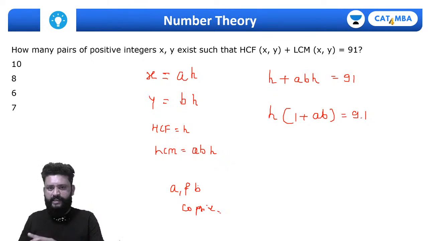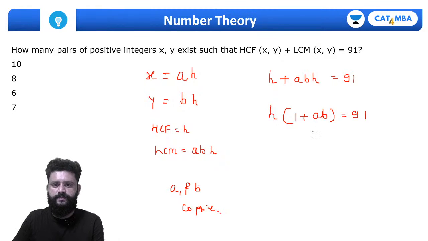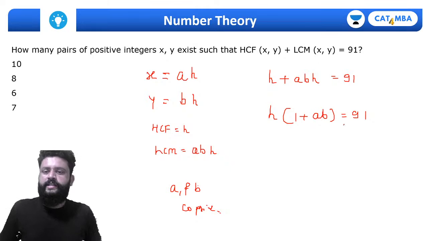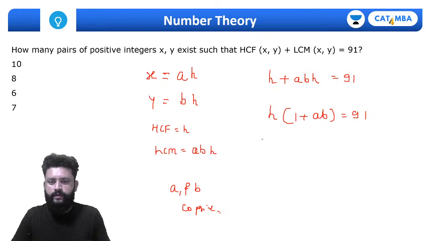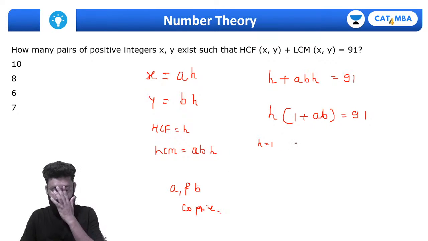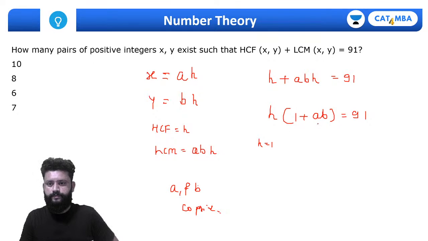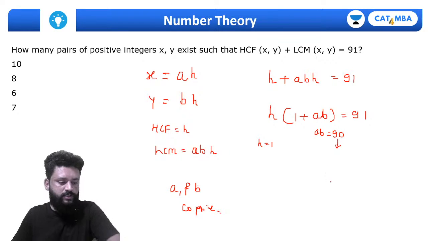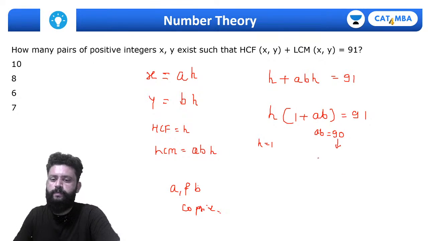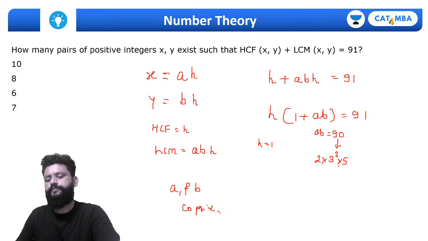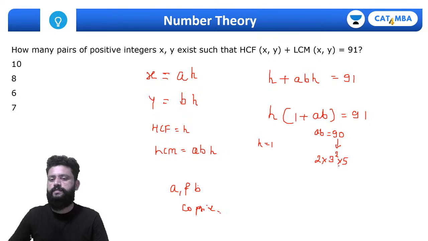How many pairs of positive integers x and y exist? Tell me quickly, how many possible pairs are there? If I take the value of H as 1, then AB must be 90. If it is 90, how many pairs are possible? 90 is 2 into 3 square into 5. How many pairs of co-prime are possible?